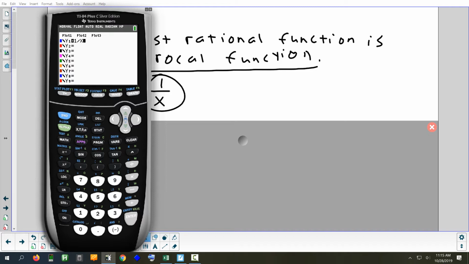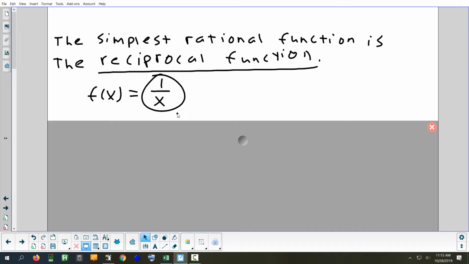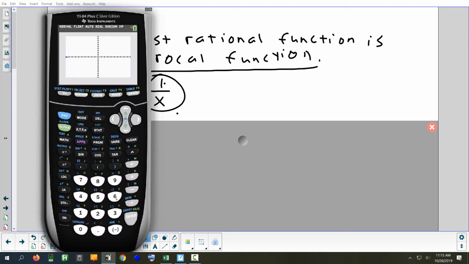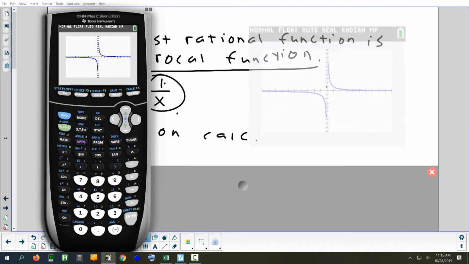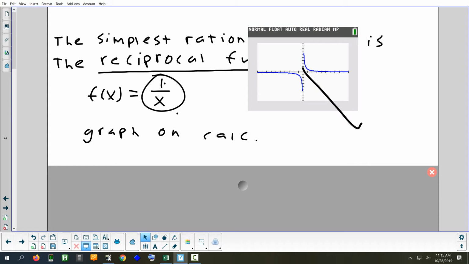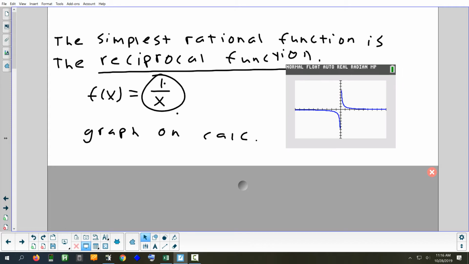Okay, so 1 divided by x. So technically that is a polynomial over a polynomial. That's a constant in the top, which technically is a polynomial, and then just a linear variable in the bottom. I'm going to do zoom 6. Now that's kind of what it should look like. I'm just going to tweak that a little bit, just fix it. I just want to move it. There we go. All right, so it kind of looks like it stops.